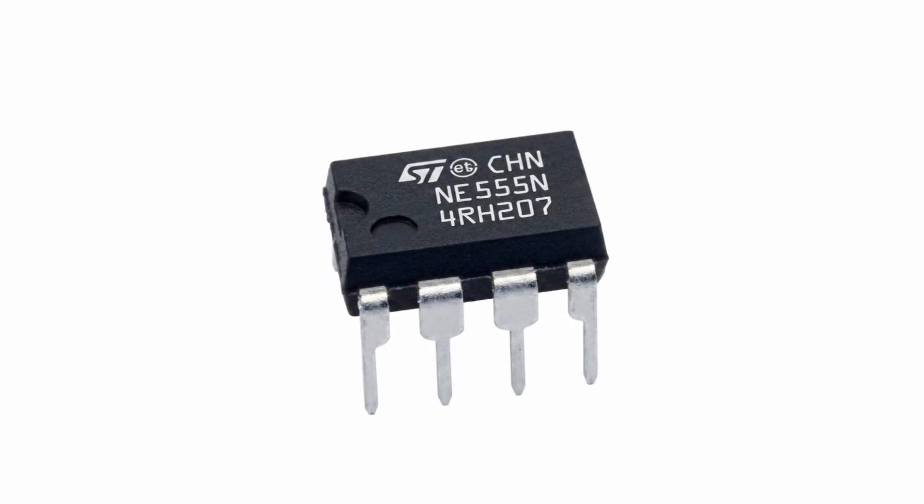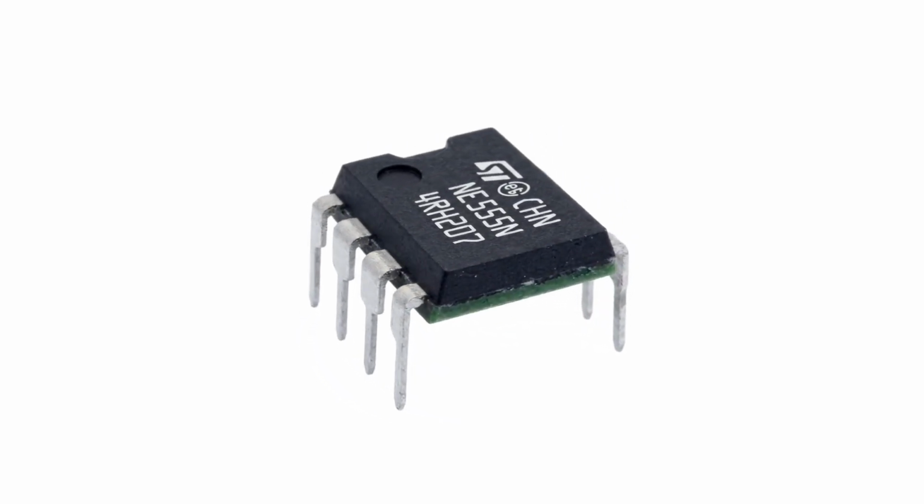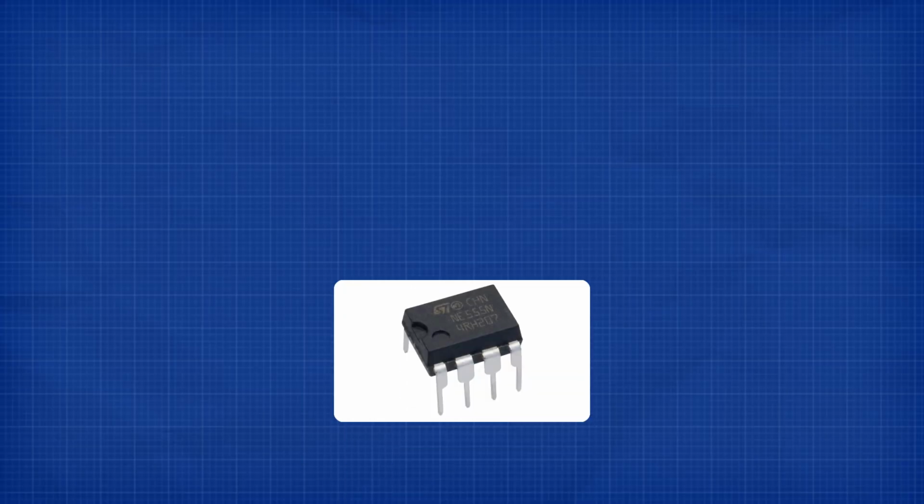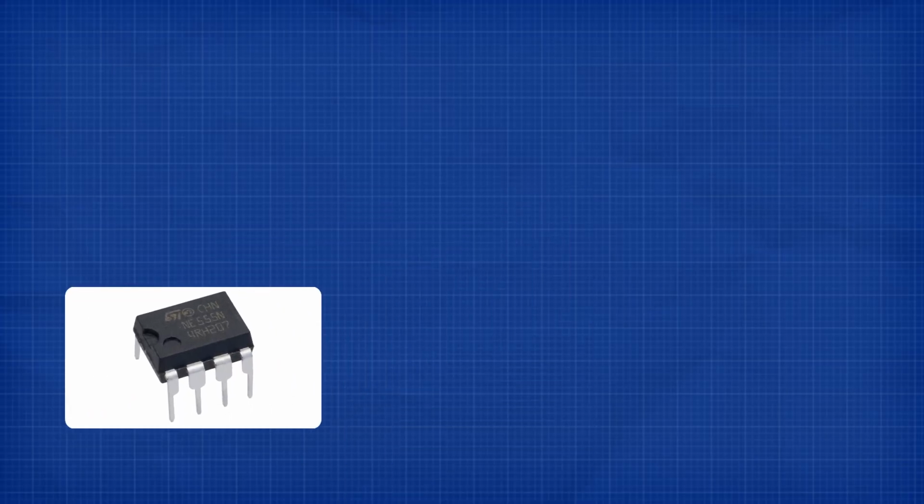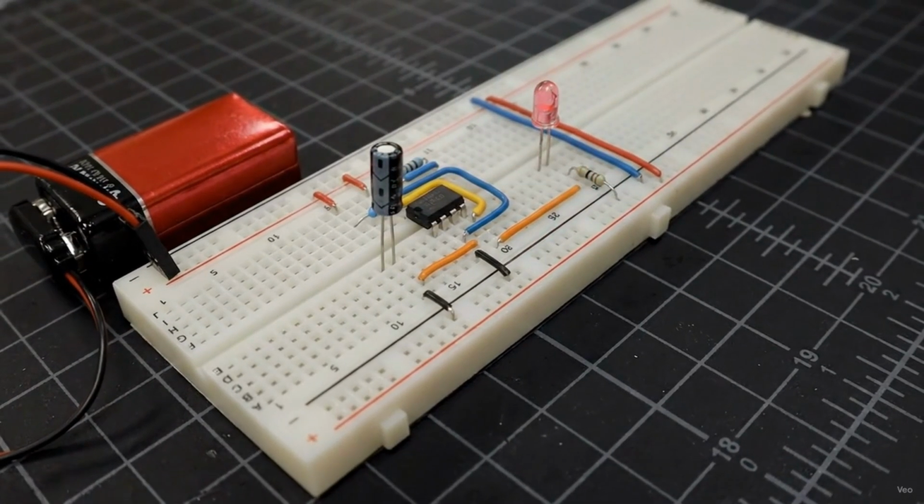So let's summarize everything. The 555 timer IC is a small 8-pin chip used for timing, delay, pulse generation, and oscillation. It has 3 main modes. Astable mode creates continuous pulses. Monostable mode creates one-timed pulse after triggering. Bistable mode works like an on and off latch.